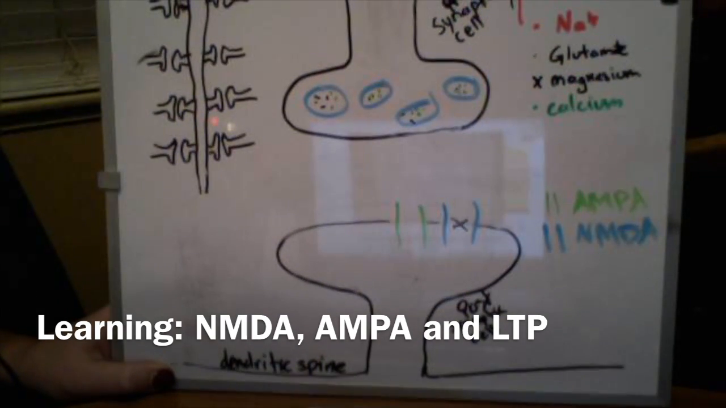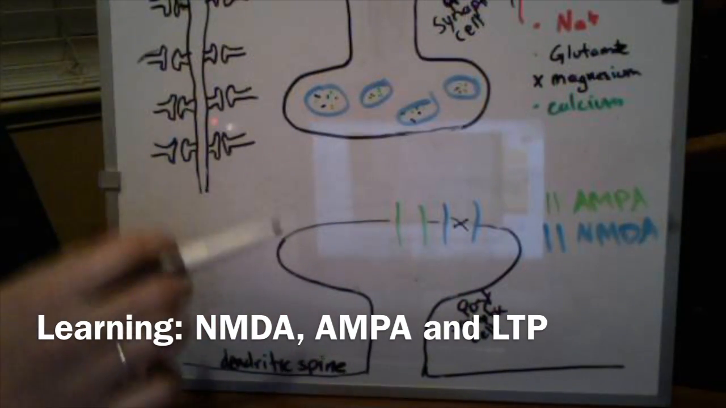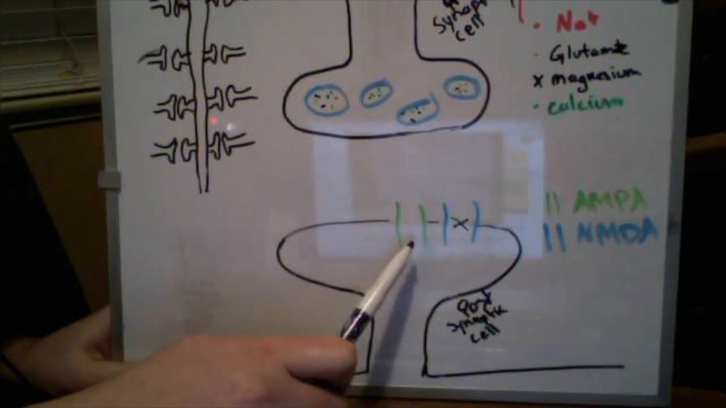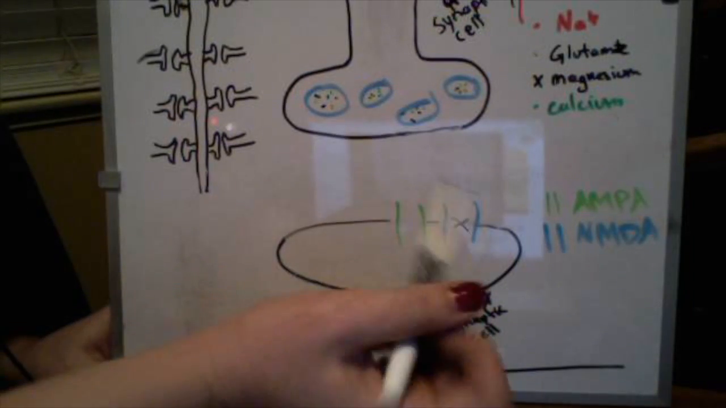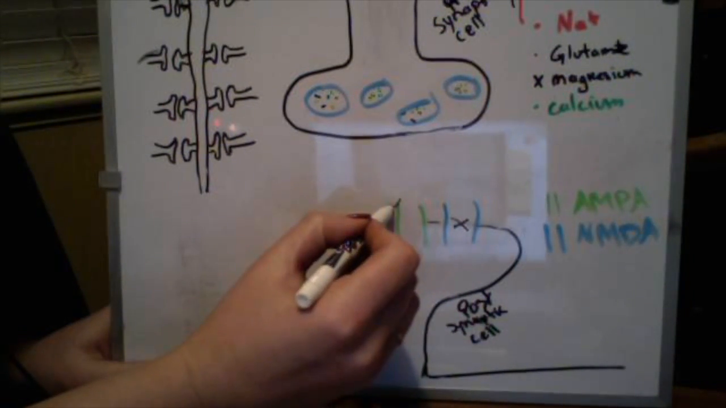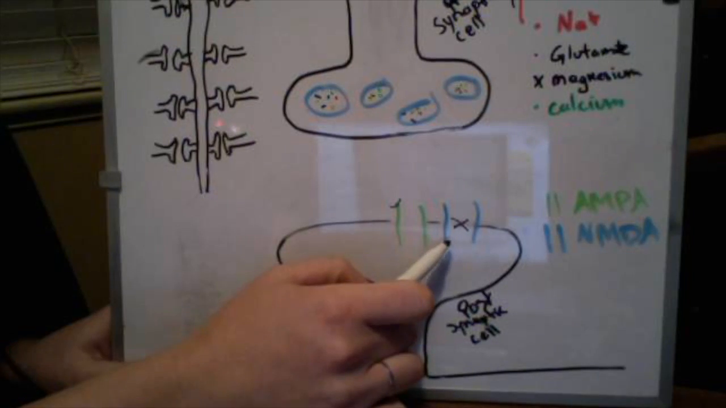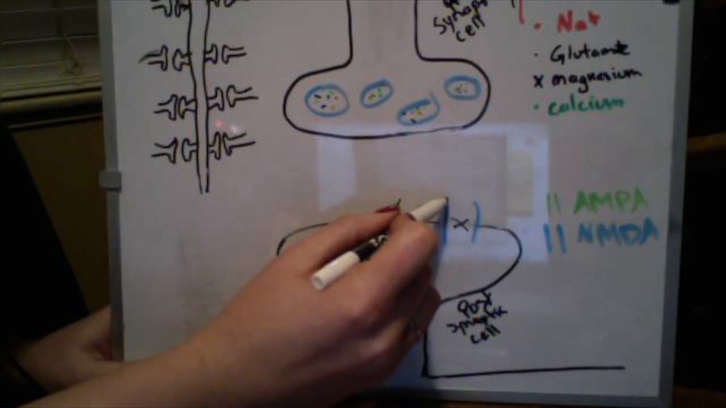Today I'm going to show you how learning occurs. I'm just going to introduce what some of this stuff is on here first. Here we have an AMPA receptor, and I'm going to draw the binding site right here for you. And here is an NMDA receptor in blue, and here's a binding site.